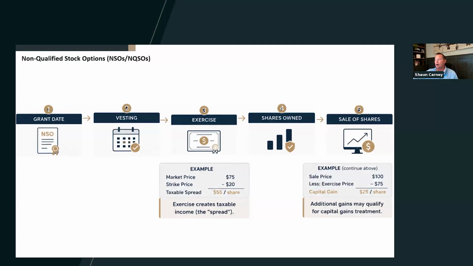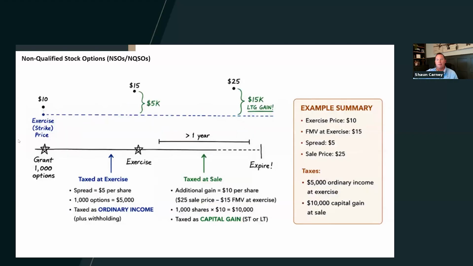If I sold them later at $100, minus my exercise price of $75, I'd have a capital gain of $25. So again, I can hold them for longer than a year and make that gain at capital gains tax rates, the favorable 15 to 20%. Or if I sell them within a year, similar to RSUs, then I'll come up with ordinary income for a short-term capital gain. So we'll draw this one out a little bit more.